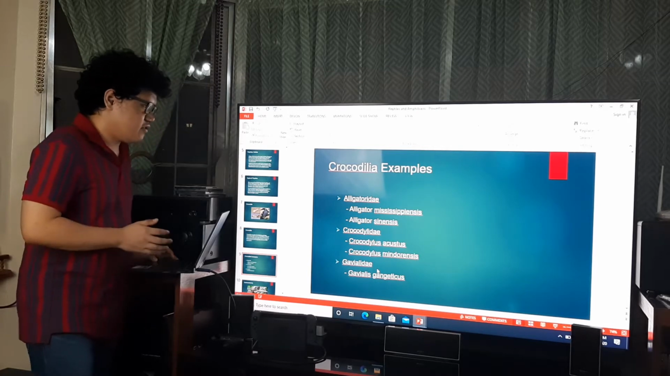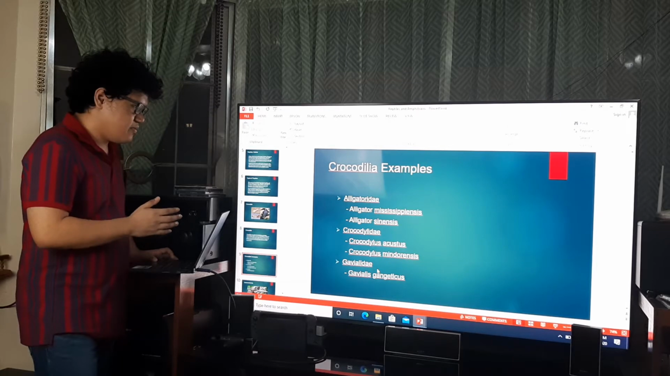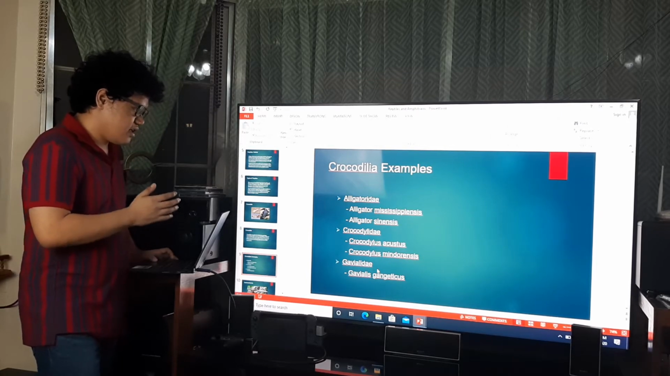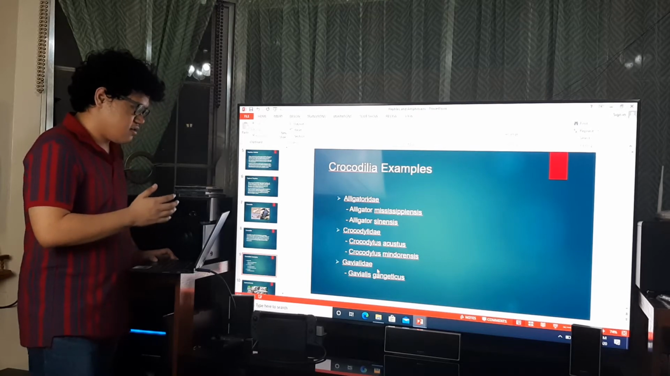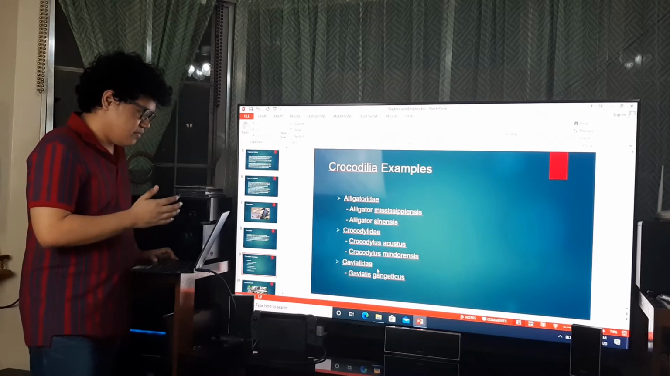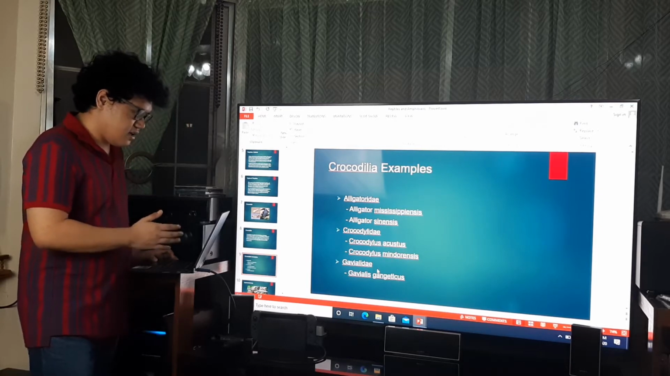Here are the examples of Crocodilia. The Alligatoridae, Alligator mississippiensis, or Alligator sinensis, the Crocodylidae, Crocodylus acutus, and Crocodylus mindorensis, and Gavialidae, Gavialis gangeticus.